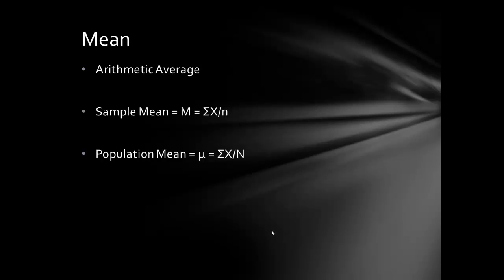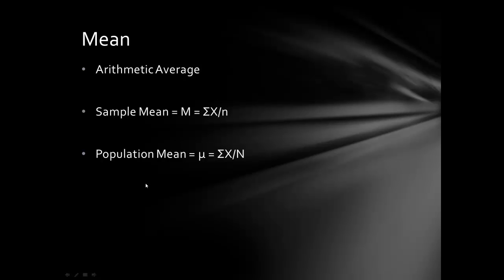So the mean is just a fancy word for the average. We've all learned about the average in basic math. It's just taking the sum of all the scores and dividing it by the total number of scores. And you've had a bit of practice doing this already. Now there's two different symbols for the mean. For the sample mean, when you have a subset of the population of interest, M is the symbol for the mean. And you take, again, add all the scores together, divide by the total number of scores. So the sum of X divided by N, sum of all the scores divided by the sample size.